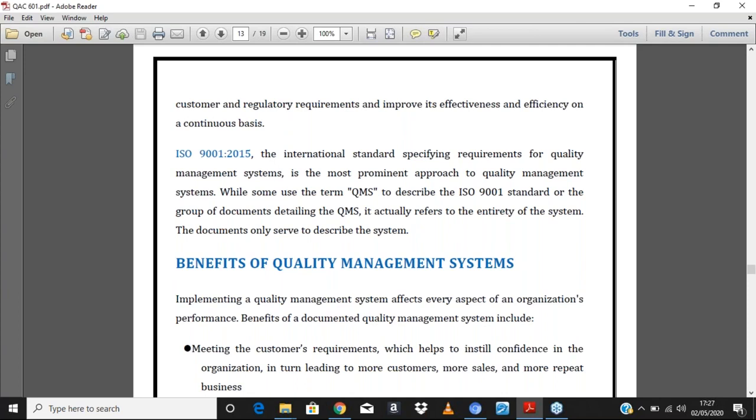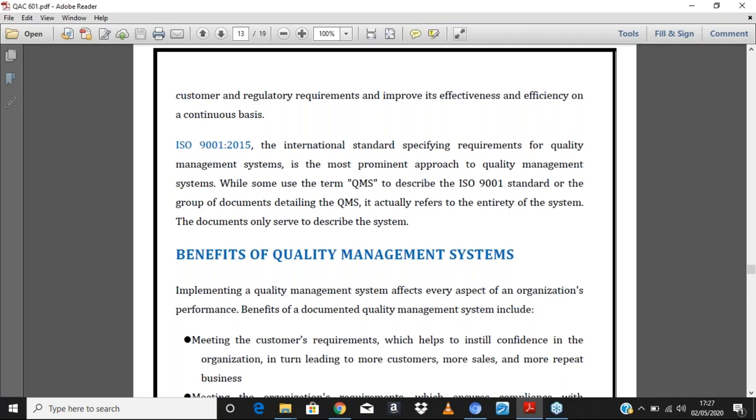So the international standard for specifying requirements for a quality management system, which is the most prominent approach to quality management systems, is called ISO 9001:2015. While some use the term QMS, as I said, to describe the ISO 9001 standard or the group of documents detailing the QMS, it actually refers to the entirety of the system. So the documents are only a guideline.